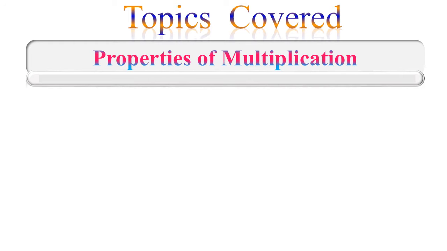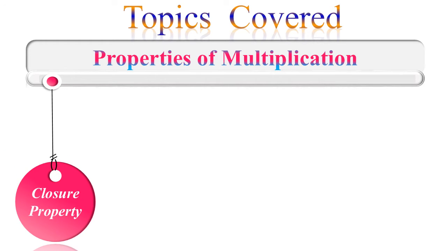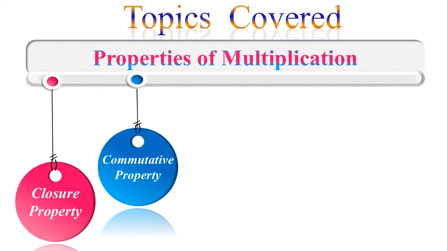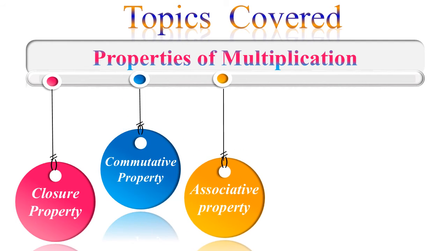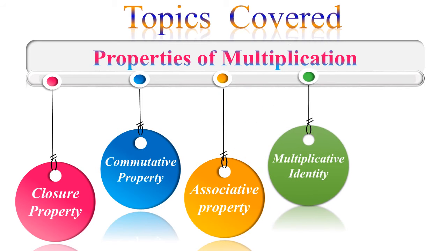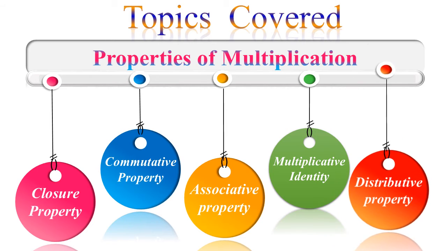There are closure property, commutative property, associative property, multiplicative identity, and a distributive property.